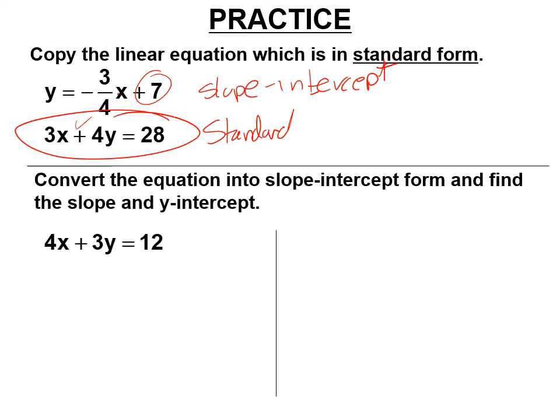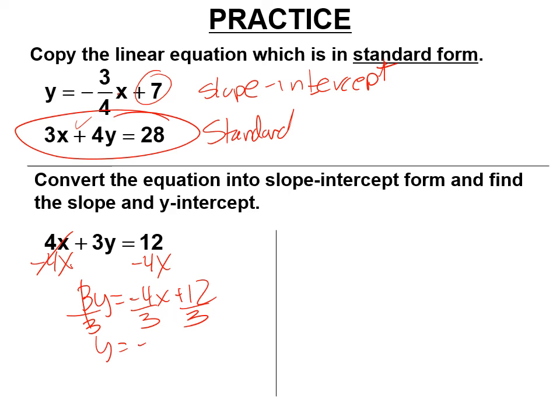Okay, so we're going to get rid of this 4x, right? We get 3y equals negative 4x plus 12. Divide both entire sides by 3. Y equals negative 4/3 x plus 4. It asks you what the slope is. The slope is negative 4/3. What's the y-intercept? 0, 4. Don't ever tell me it's 4. It's an ordered pair, 0, 4.